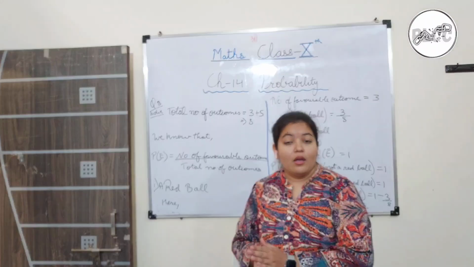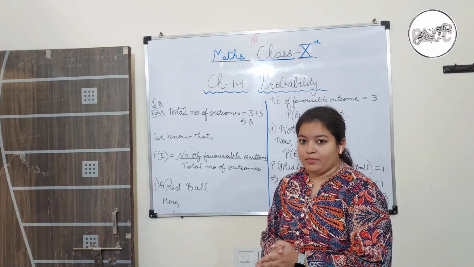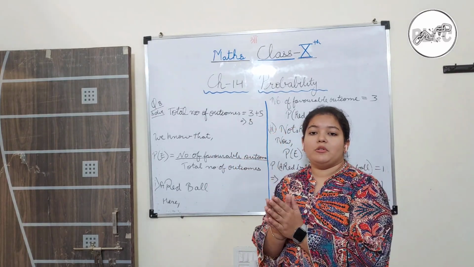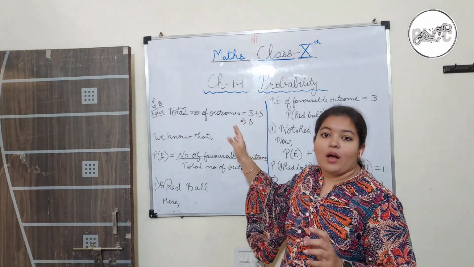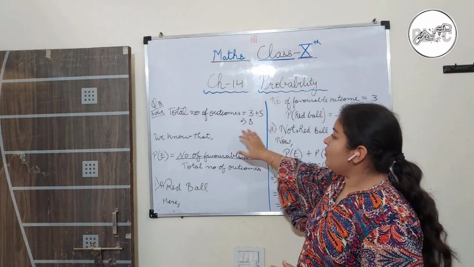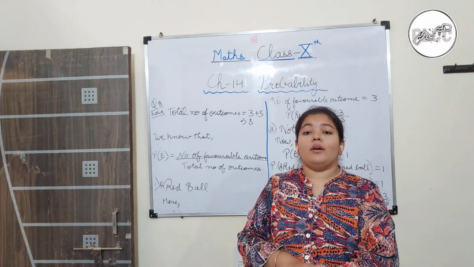So the very first thing you have to do in a question of probability is write the total number of outcomes. Okay. Instead of writing 8 directly, I have written 3 plus 5, which will make it clear how 8 came. Okay, like number of red balls plus number of black balls. So total number of outcomes are 8. Then we'll write the formula of probability. Now listen to me carefully.